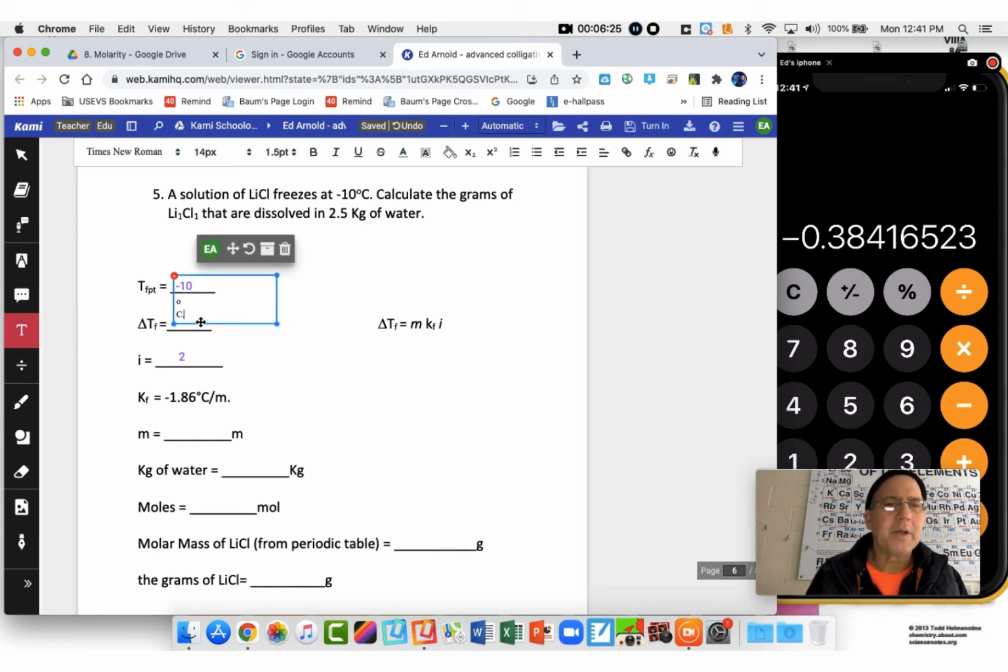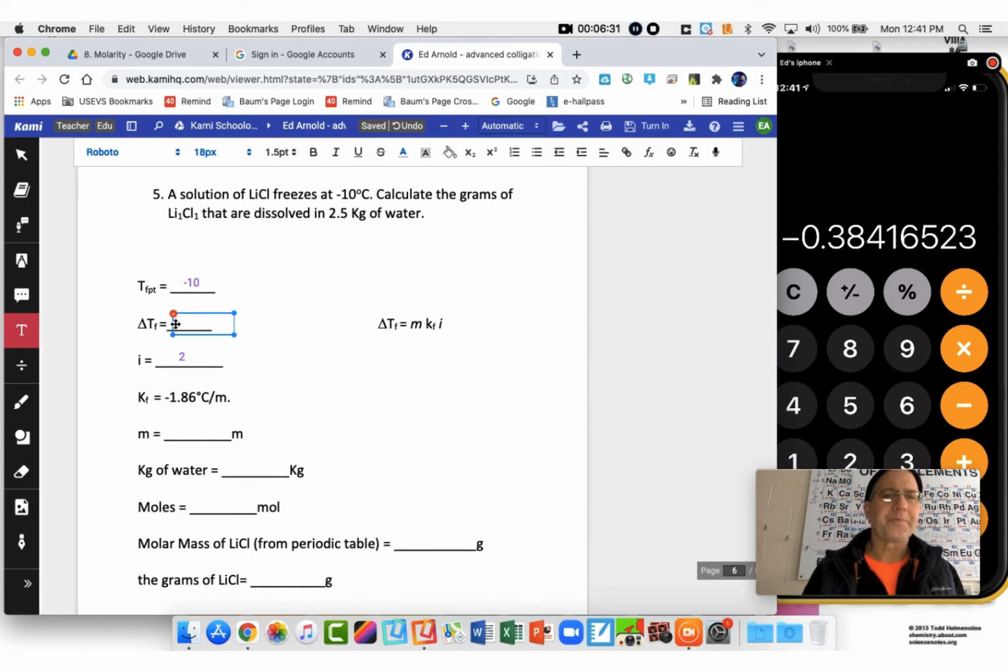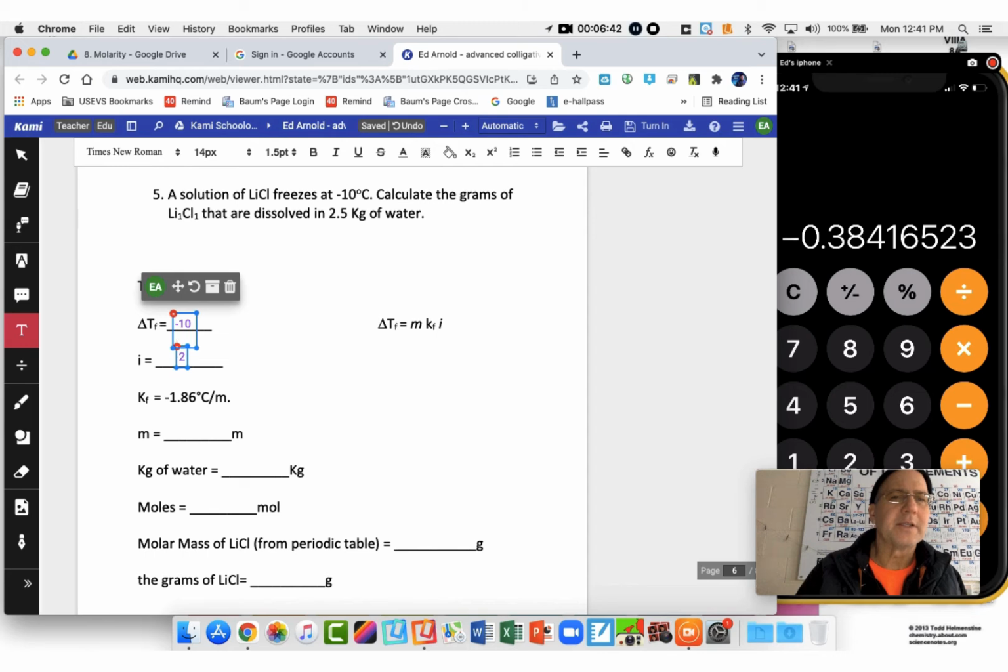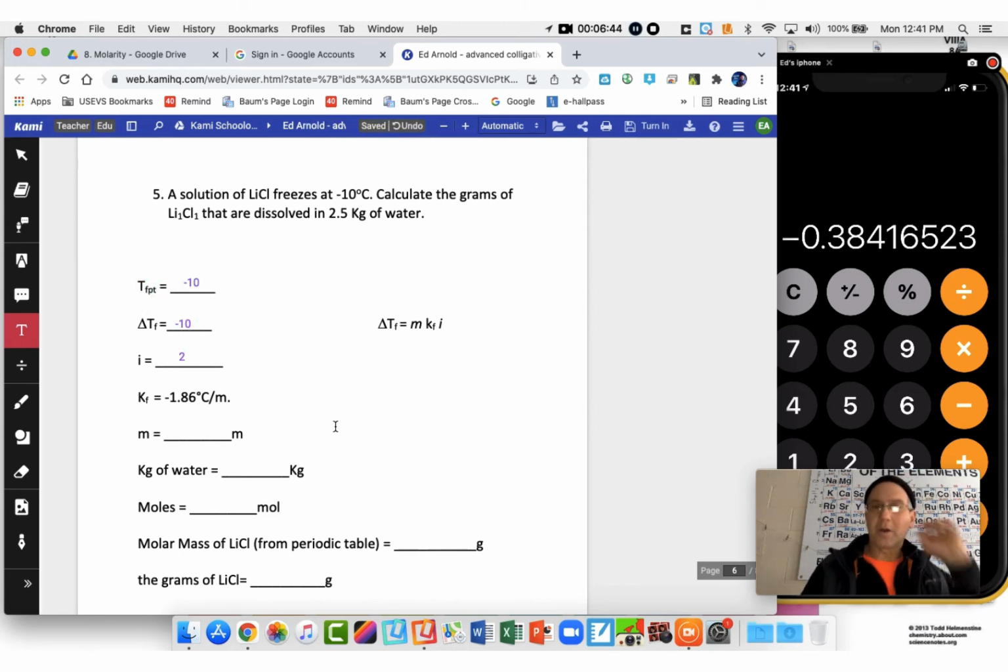And then also the change in the freezing point is going to be negative 10 also, which is a very big freezing point change. Okay, let's see if I can get this cleaned up a little bit. So that's because it is water freezing. If this were boiling, it would be 100 degrees.